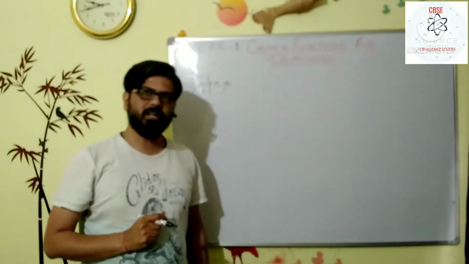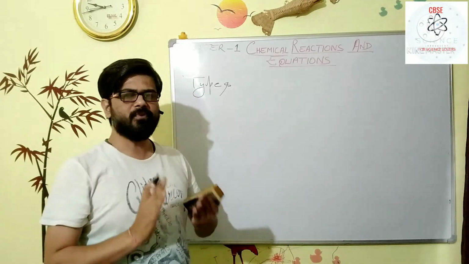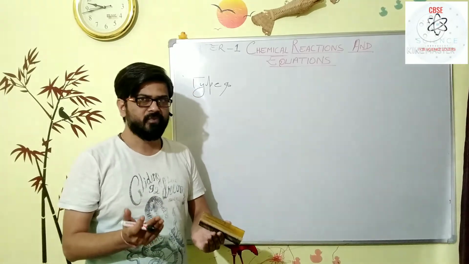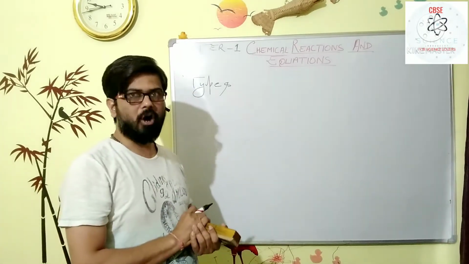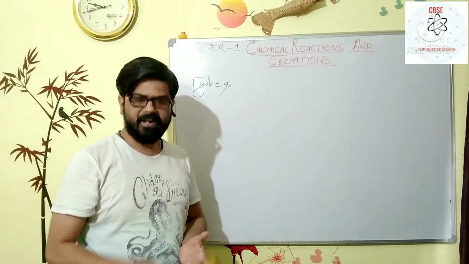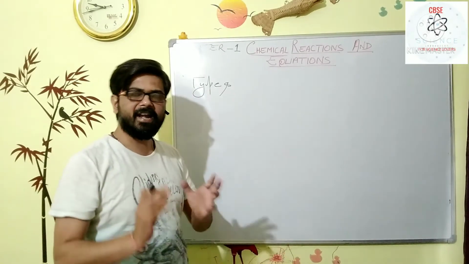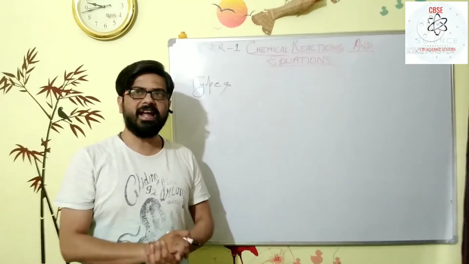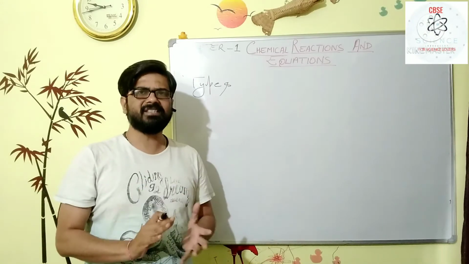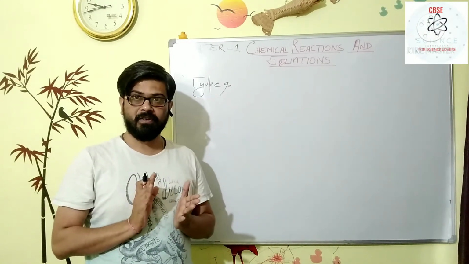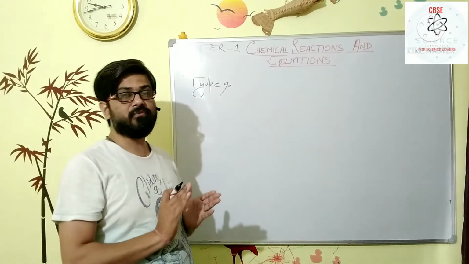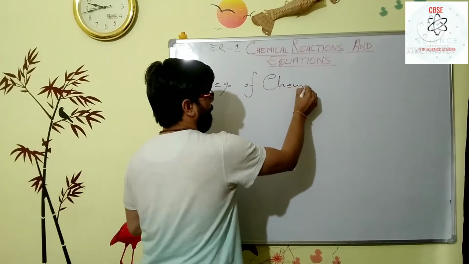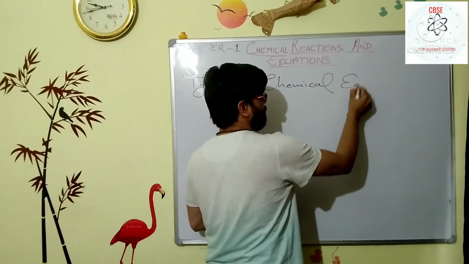Now, my dear students, I would like to tell you about the types of chemical equations on the basis of the energy evolved or absorbed. In earlier videos, we discussed that in a chemical reaction, either energy is evolved or energy is absorbed. So on the basis of this energy transaction, chemical reactions are of two types. So, types of chemical equations.